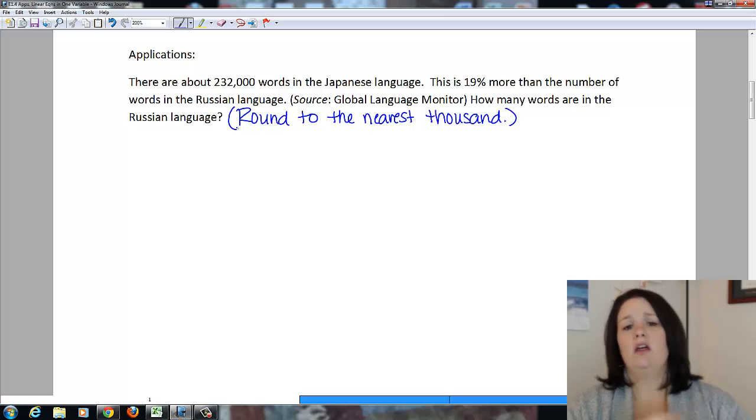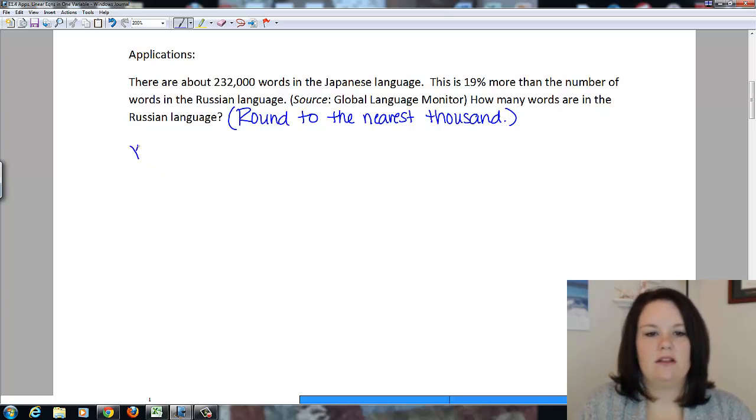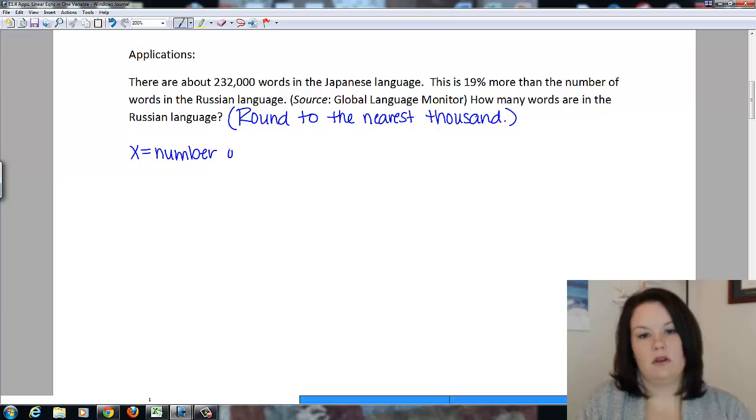So there's all these words in the Japanese language, and all they tell us is that this is 19% more than the number of words in the Russian language. So what I want to go ahead and do is write, well, what do we know about the Russian language? Not a lot, right? All we know is that there's less than the Japanese language. So I'm going to go ahead and state a variable and let that represent the number of words in the Russian language. So I'm going to let x equal the number of words in the Russian language.